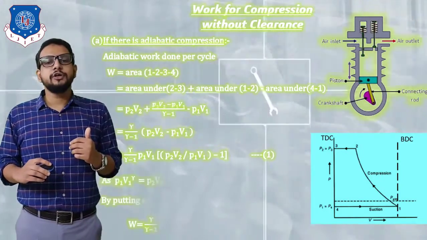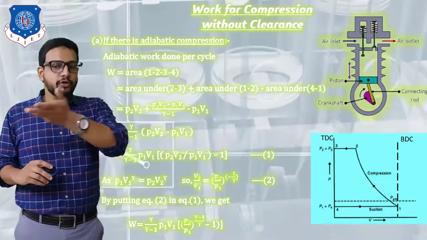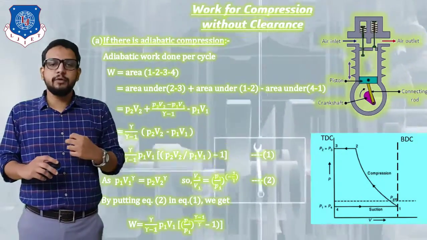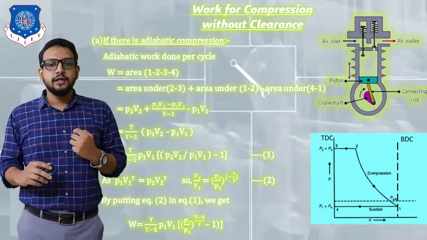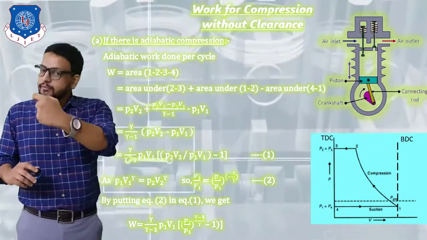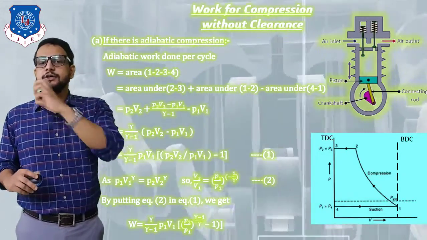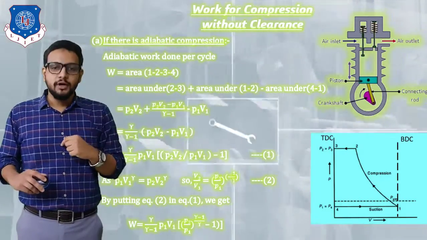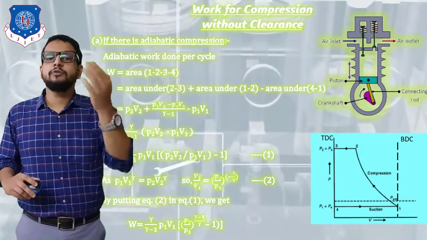Now, seeing further steps, as we know, for our process from state 1 to state 2, P1 V1 raised to gamma equals P2 V2 raised to gamma, which is the law of an adiabatic process. So from this equation, V2 by V1 is actually equal to P1 by P2 raised to 1 by gamma, but I have taken the reciprocal, so I can write it as P2 by P1 raised to minus 1 by gamma. Now why do I have to do this? So equation number 2 has to be substituted in our equation number 1.